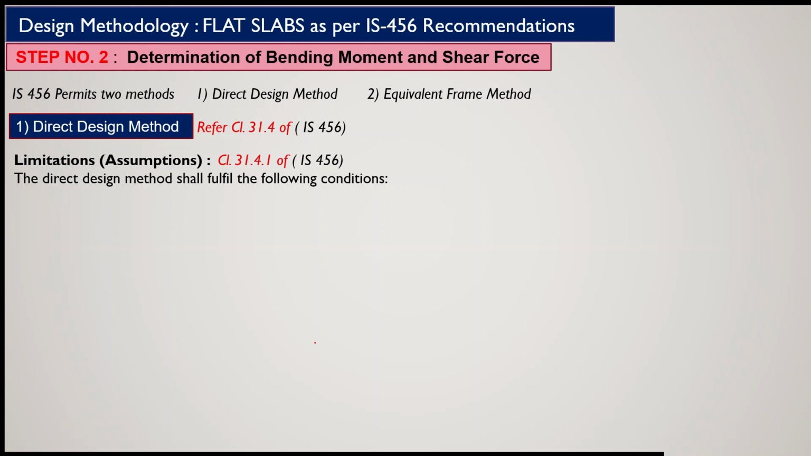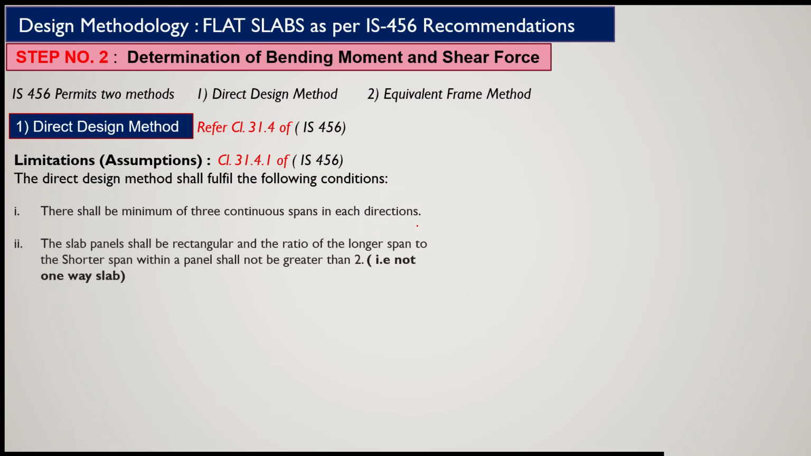31.4.1. So for the application of the direct design method, it should fulfill some of the conditions which we are going to explain. Very first condition is this method is applicable when the flat slab consists of minimum 3 continuous span in each direction. So that means very first assumption is there shall be minimum of 3 continuous span in each direction.